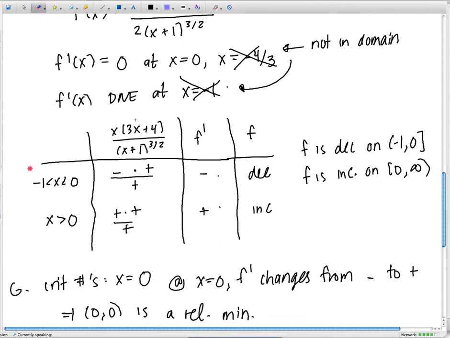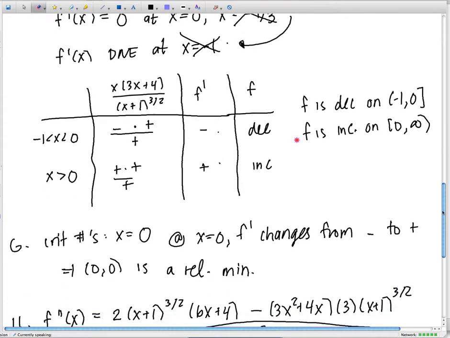Again, we're just looking for the sign of f prime and what that tells us about f. If x is in between -1 and 0, x is negative, 3x plus 4 is positive, (x plus 1) to the 3/2 is positive, so f prime is negative, so f is decreasing. If x is positive, then everything in f prime is positive, so f prime is positive, so f is increasing. So f is decreasing on the interval (-1, 0), and increasing on the interval (0, infinity).